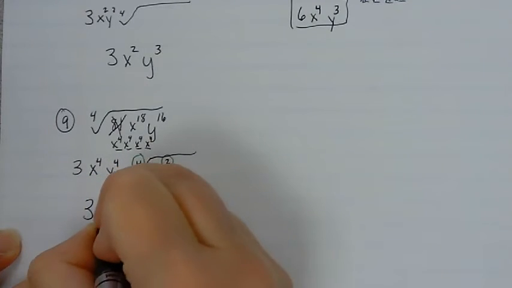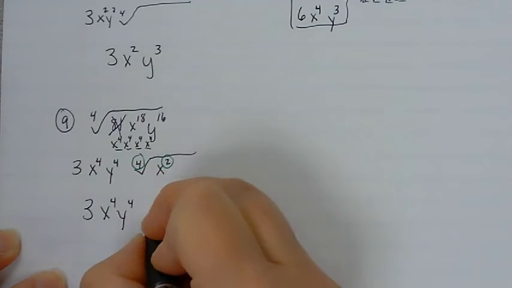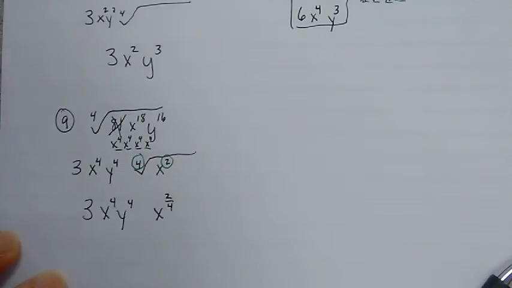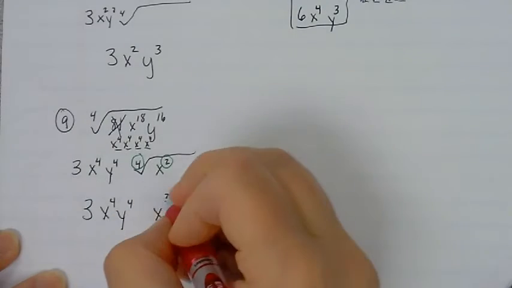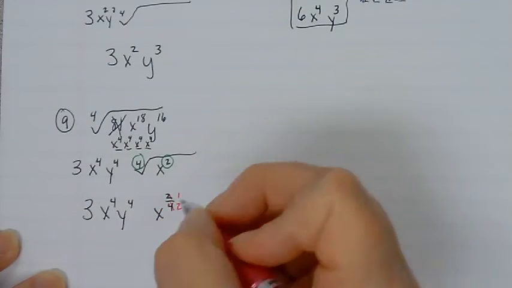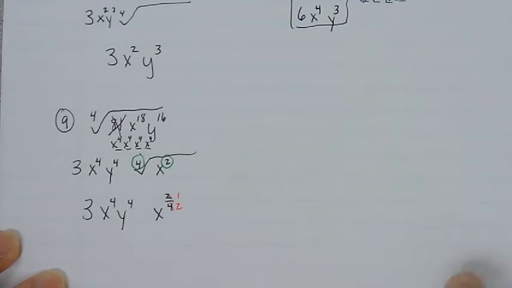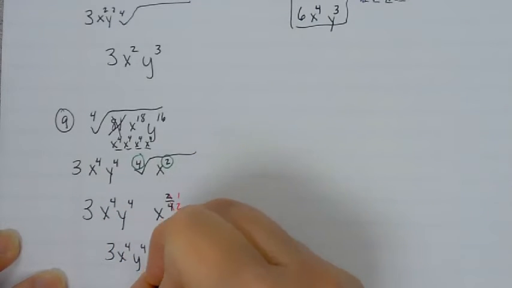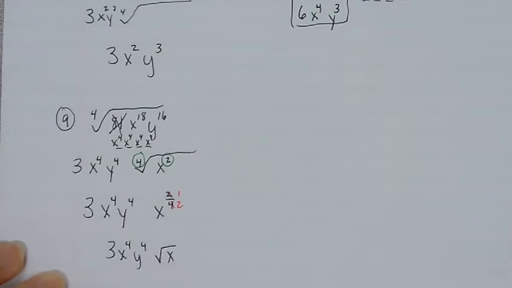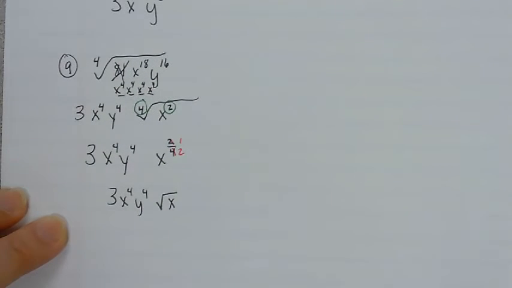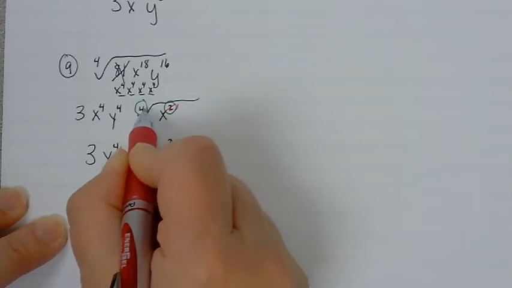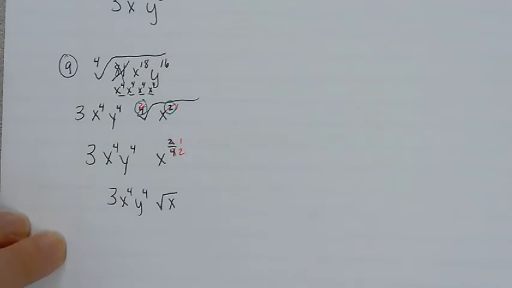This is 3x to the 4th, y to the 4th. But this is x to the 2/4 power. And 2/4 reduces to 1/2. So I would say this is 3x to the 4th, y to the 4th, square roots of x. So back at this particular step, I could have just crossed that off and made it a 1, and crossed that off and made it a 2, and reduced at that spot right there.